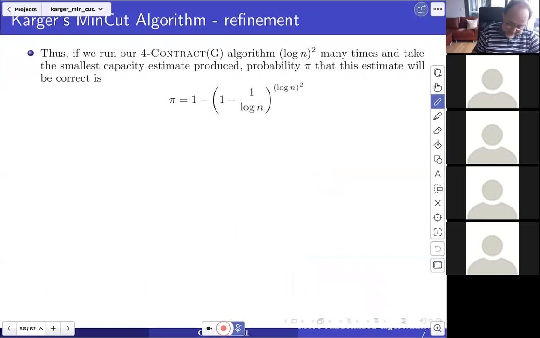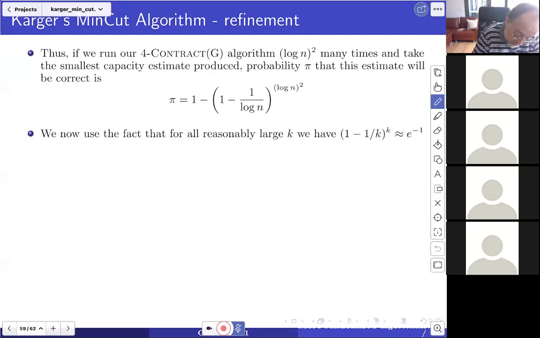We will run this 4-contract algorithm log n squared many times. What is the probability of success? Well, the probability of success is 1 minus the probability of failure taken to the number of runs, because you have to fail in each run, which is log n squared. But now you can use that 1 minus 1 over k to the power k is 1 over e, right? That's what we mentioned last time.